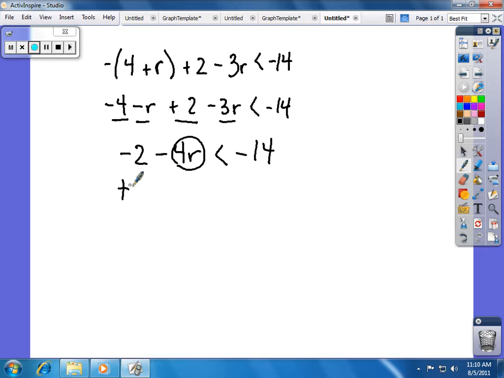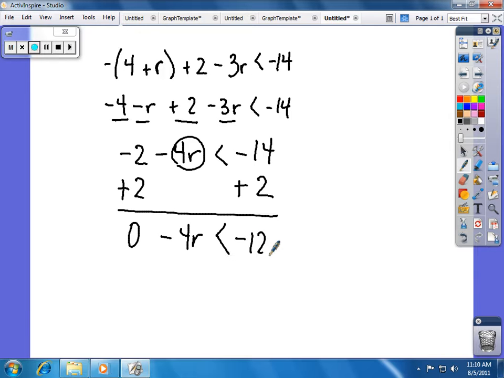So we're going to add 2 to both sides. Okay, and that means that these will cancel out and become 0. We still have our negative 4r, and that's less than negative 14 plus a positive 2, which will give us a negative 12. So now here we are with negative 4r is less than negative 12.